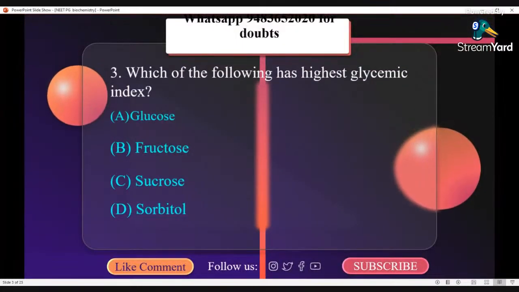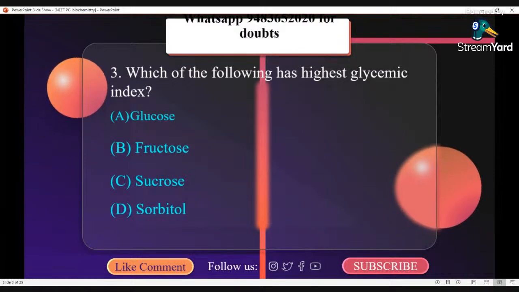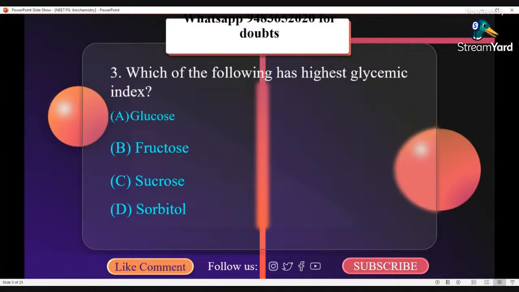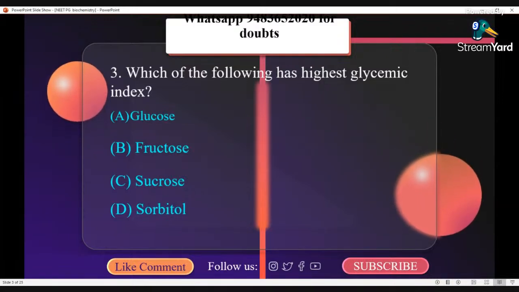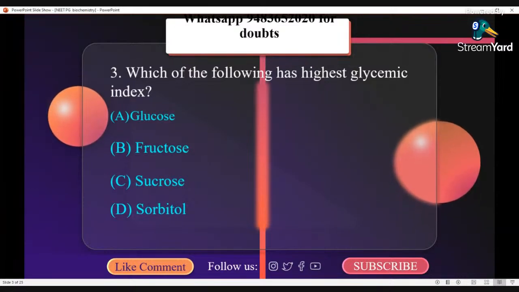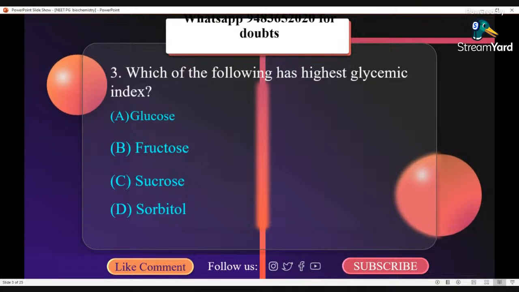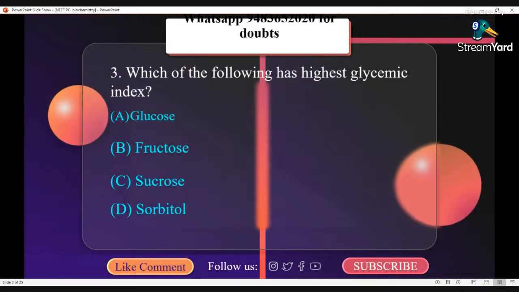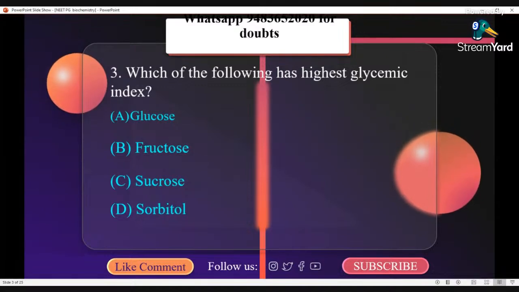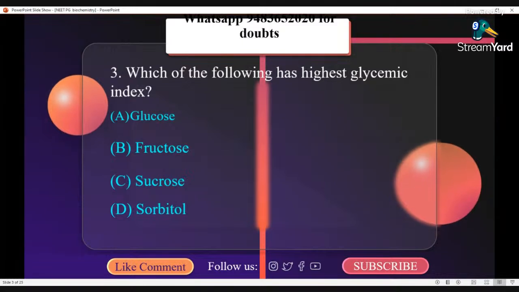Which one of the following has highest glycemic index? It is glucose. Glycemic index is the increase in blood glucose after the test dose of a carbohydrate compared with that of an equivalent amount of glucose. Glycemic index is a value assigned to foods based on how slowly or how quickly the foods cause an increase in blood glucose levels. The highest glycemic index is for glucose and galactose.